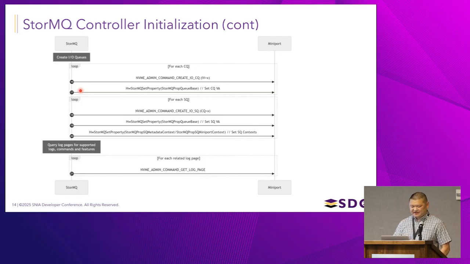So the first thing we do is create the completion queues first, and then we create the submission queues. And after the IO queues are created, it will then issue a bunch of log pages to determine what are the supported logs, supported commands, supported features that the particular controller supports.